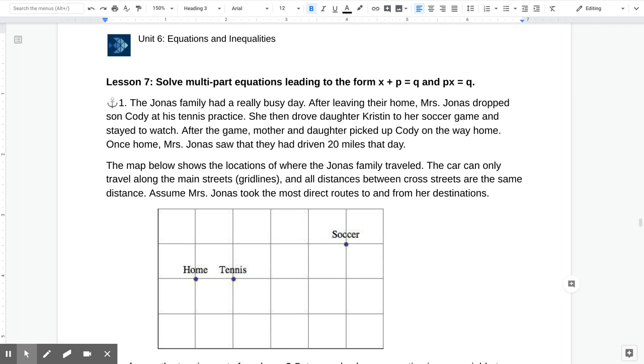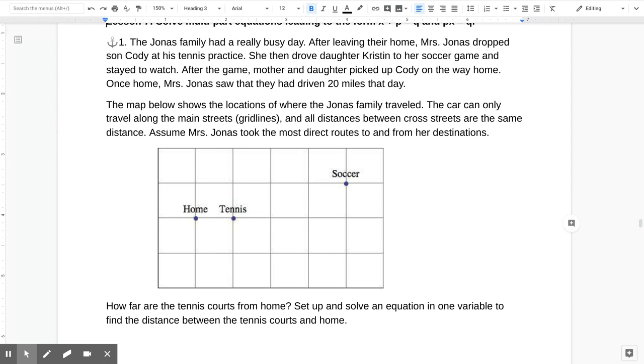There's a lot of different ways to make these. So of course, I'm only going to show you one way. Please, please, please remember that there's a variety of ways to do this. So if I'm looking at the Jonas family and I'm trying to set up an equation for them, I'm going to remember that they had gone 20 miles. So one thing that helps me is just taking notes.